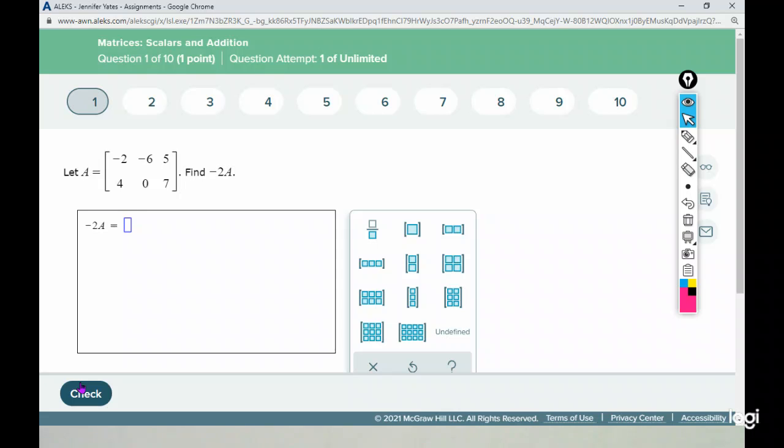When things are side by side in math, what does that mean? When things are next to each other, what operation is happening? Nobody knows? Multiplication. Multiplication is going on. So this says -2 times everything that is in A.